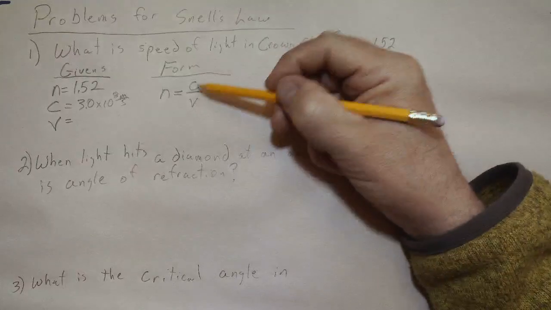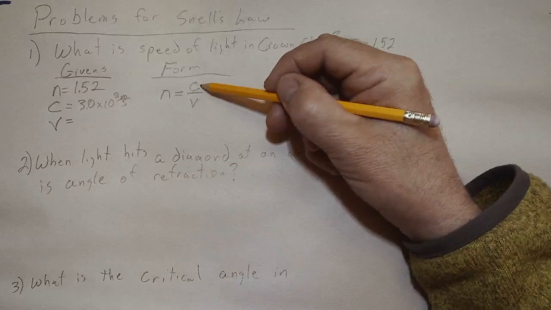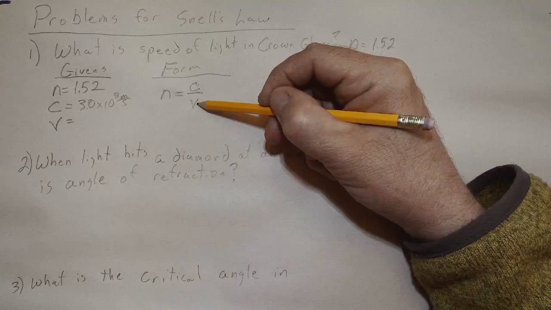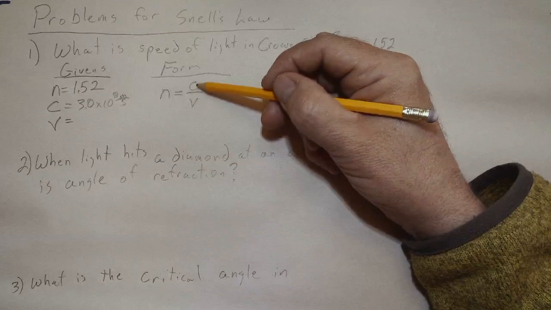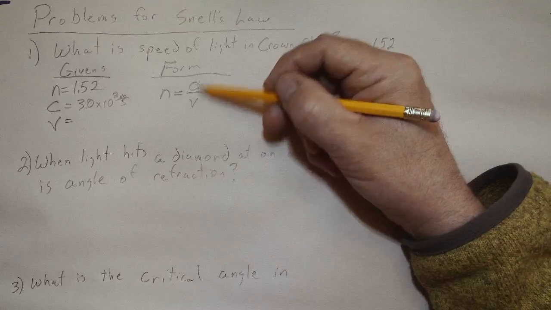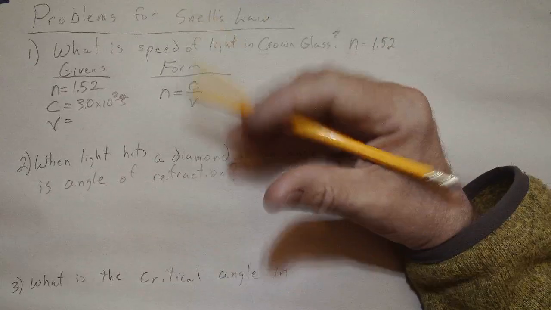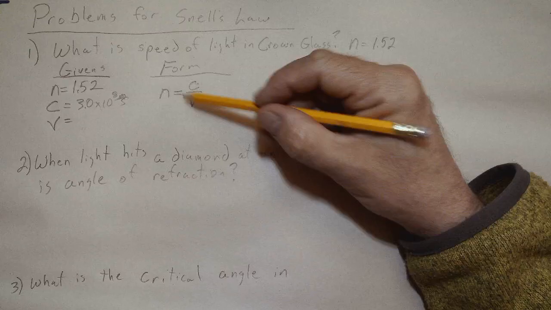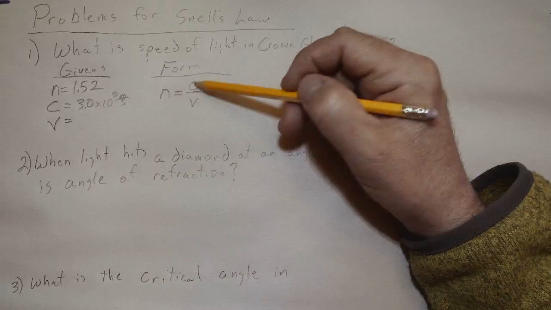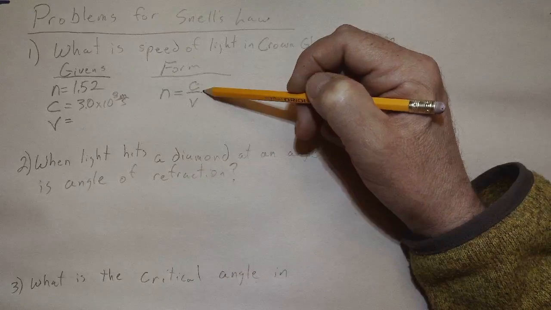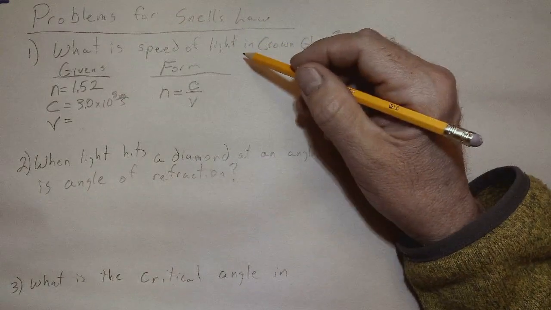Now, to make sure you're doing this right, remember, this is the fastest it can ever be. So this number is always larger than this number. The only time that might be different is if this number is the same as this number. Okay, so if this number is always larger or the same, the smallest n can ever be is 1. So you're always going to have the number greater than 1. Diamond has an index of refraction of 2.42, and I don't believe you can go above that in any normal substance. And that explains why diamonds are so sparkly and things like that.